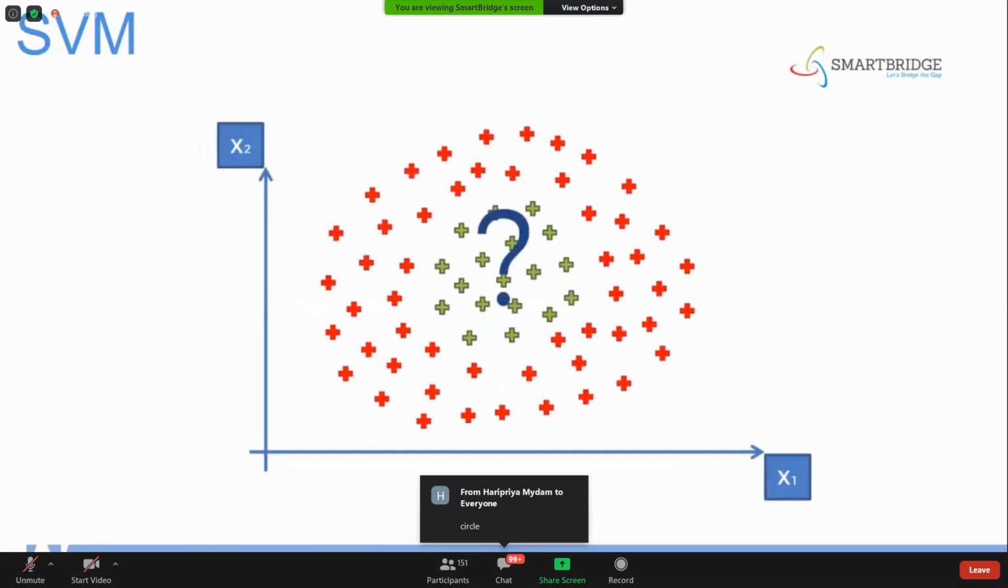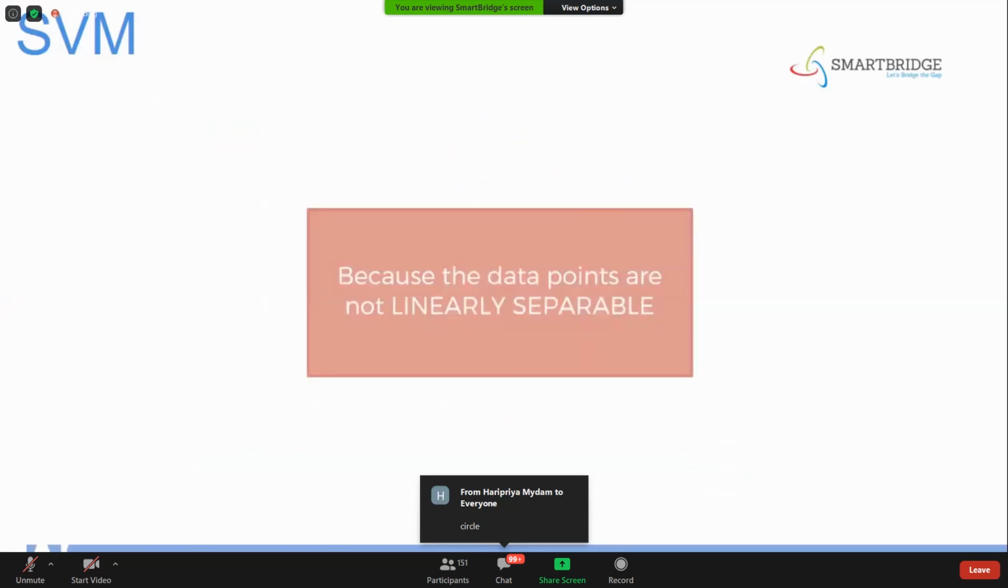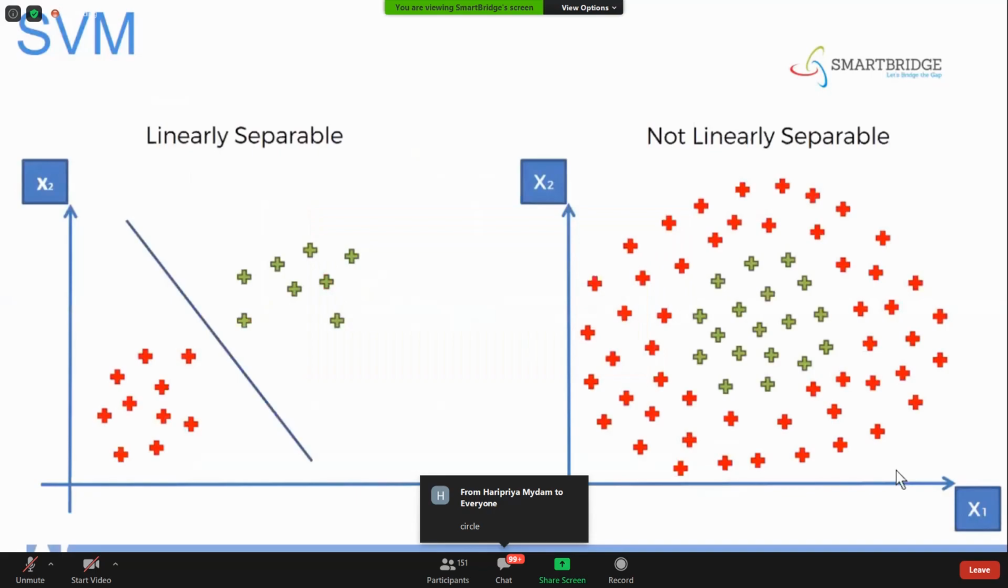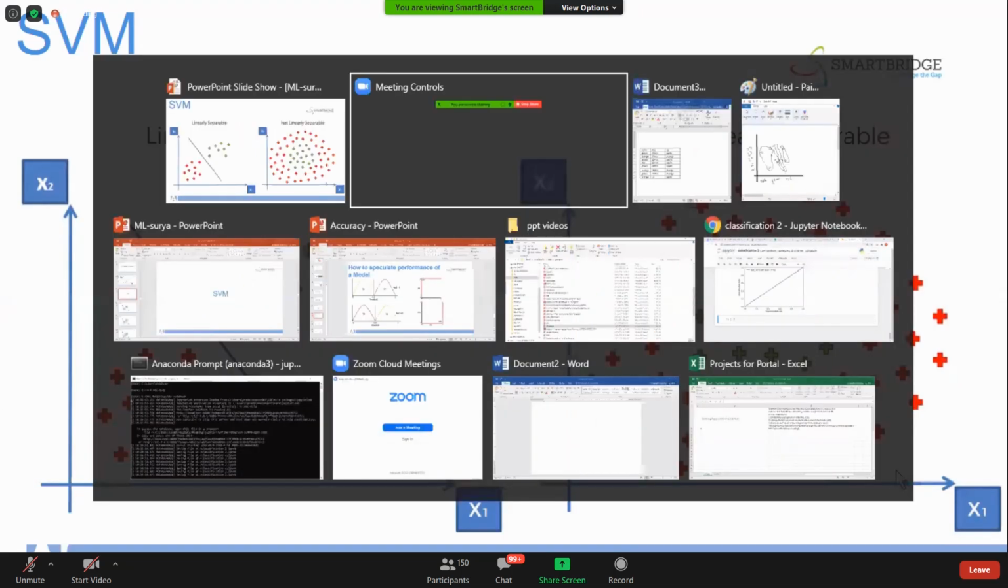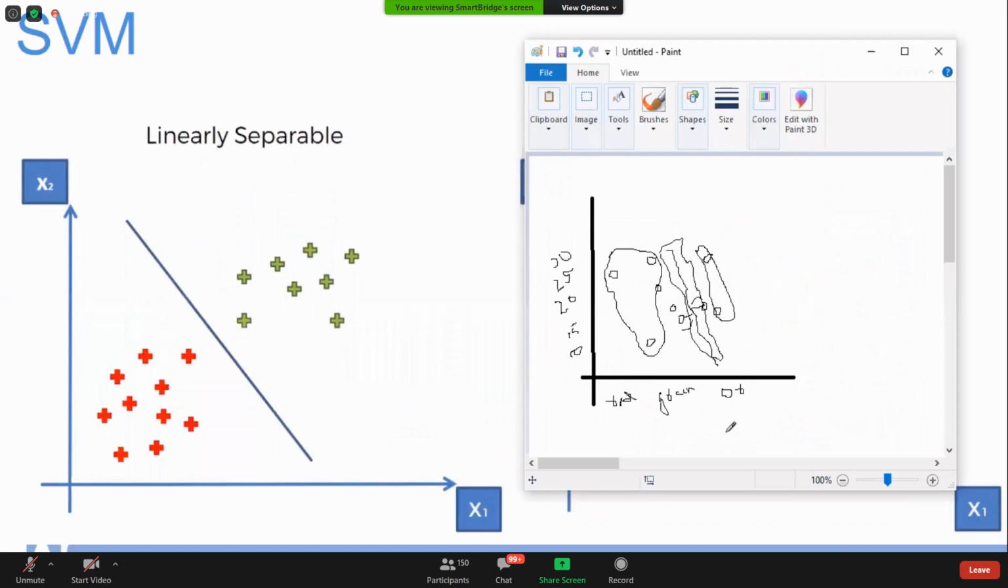So you cannot separate like this. Then what is the way? As these are not linearly separable, you cannot separate them with a line. You can separate that in a circular way. So how can you separate this in a circular way? For suppose, I'll just put it on the graph, in Paint.